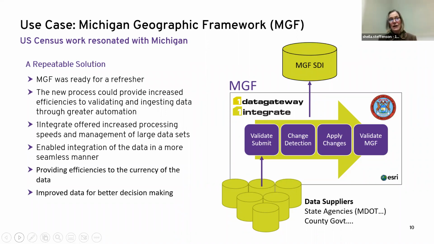Again, they saw what was done for Census and realized, why couldn't that be done for us? And so we worked with them on the ingestion of the data from all their state and local providers, and to go through a similar process that the Census did. And again, gaining the same types of benefits that you might normally see from the spatial data infrastructure automation. And next slide.